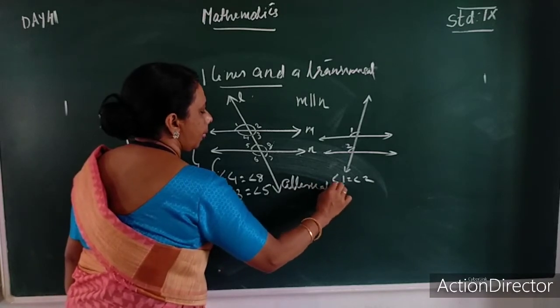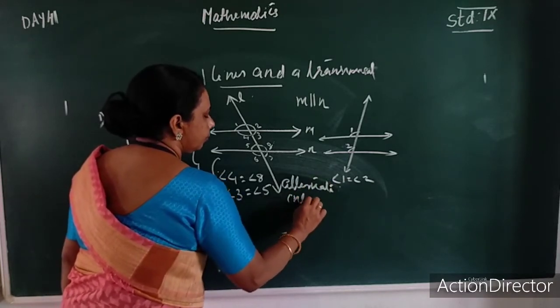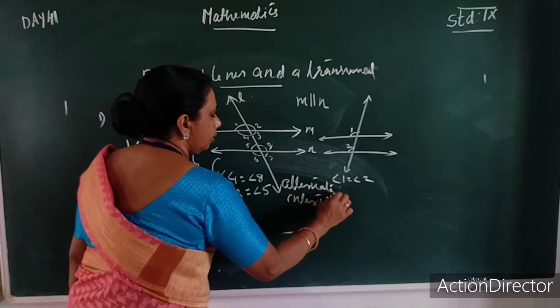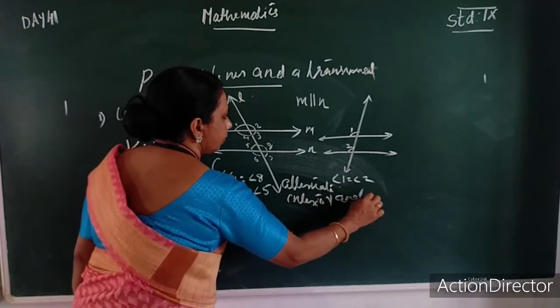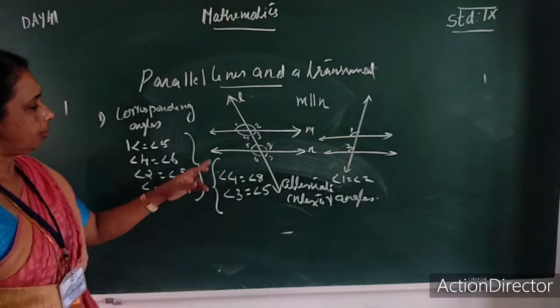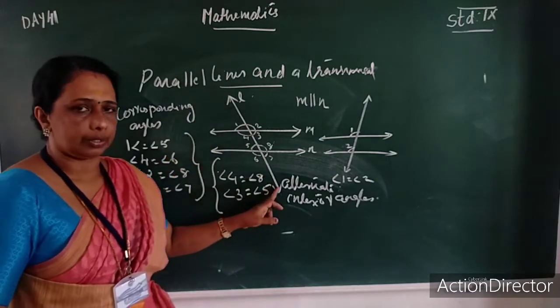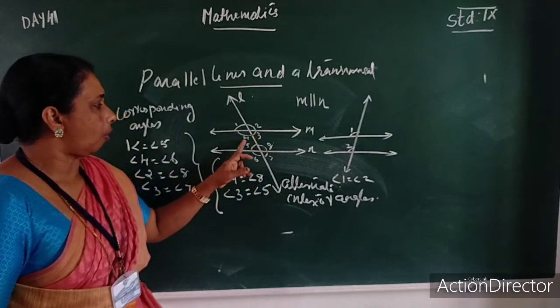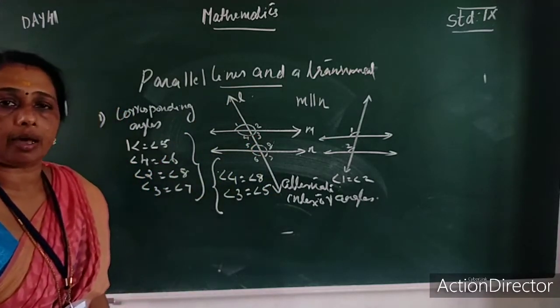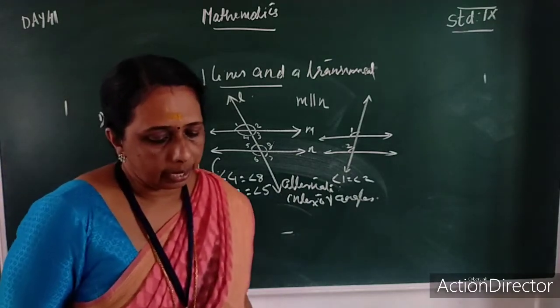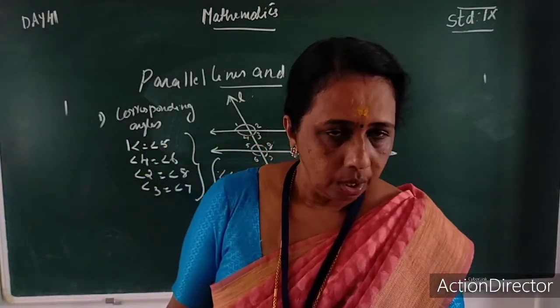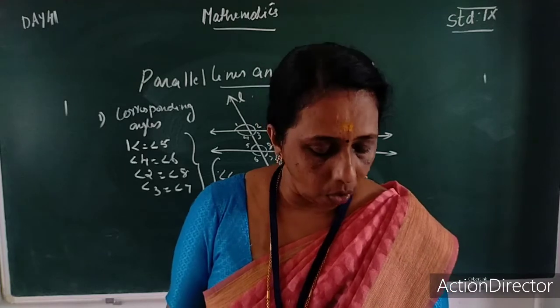Alternate interior angles. When two parallel lines are intersected by a transversal, each pair of alternate interior angles is equal. That is theorem 6.2. Then theorem 6.3, its converse.